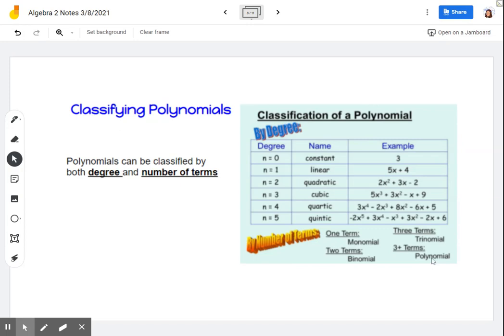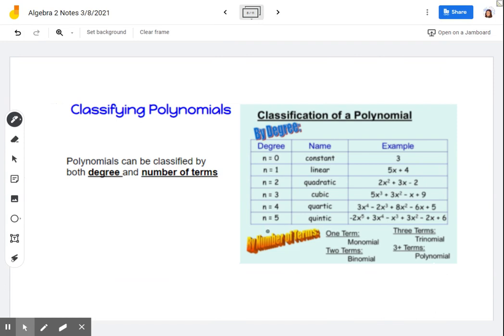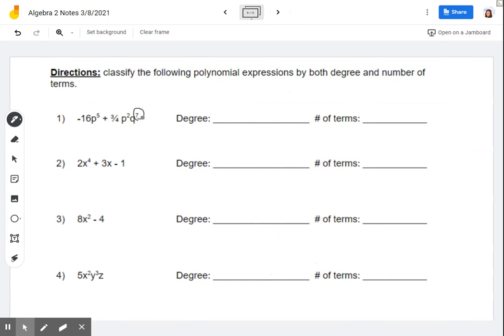The prefix of poly just means many. So anything greater than 3 terms, we're just going to generically call it a polynomial. So let's take a look at the examples on the next page. Here we're going to classify each one of these expressions by its degree and its number of terms. So the highest degree here, if I'm looking through, I see a 7 as my highest degree. If we look back, we don't have any special names after 5. So we're just going to call it by the number that we see. So here our degree was a 7. So this is just going to be a 7th degree polynomial.